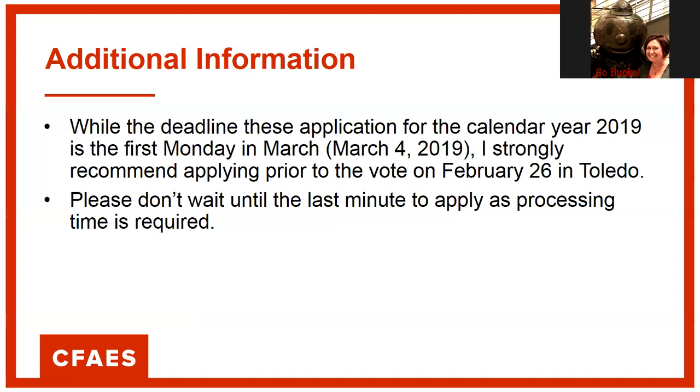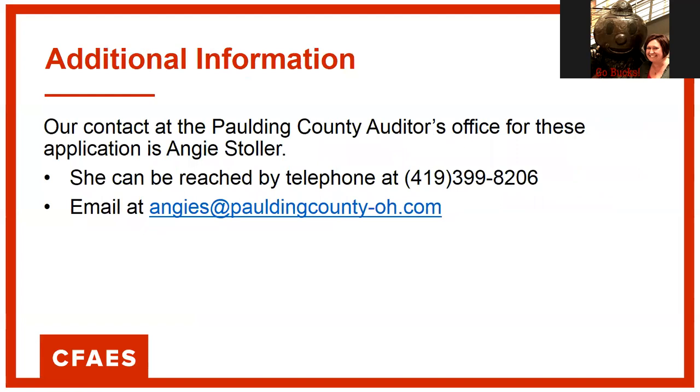The other thing is, I'm teaching lots of different programs at the extension office, and so I'm not always in the office if we need to help you also. Our contact at the Paulding County Auditor's Office for these applications, her name is Angie Stoller. She can be reached at 419-399-8206, or you can email angies@pauldingcounty-oh.com.